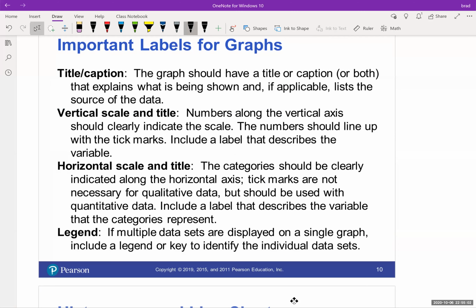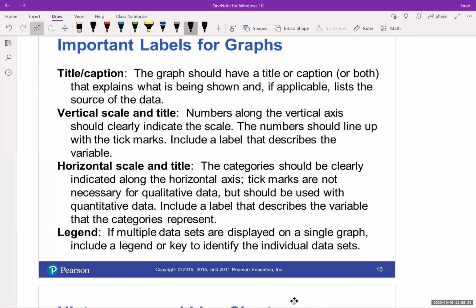Okay, so important labels for graphs: title and caption. The graph should have a title or a caption or both that explains what is being shown, if applicable, and lists the source of the data. That just kind of makes it more believable. If you want to be considered a respected source, then you should be citing where you're getting your information from.